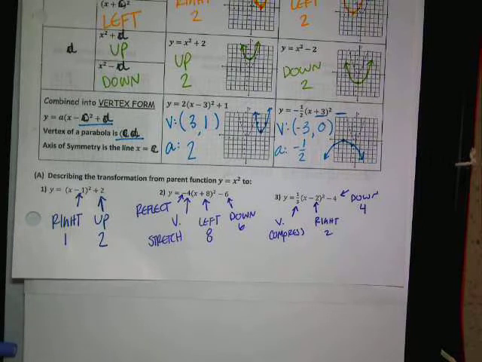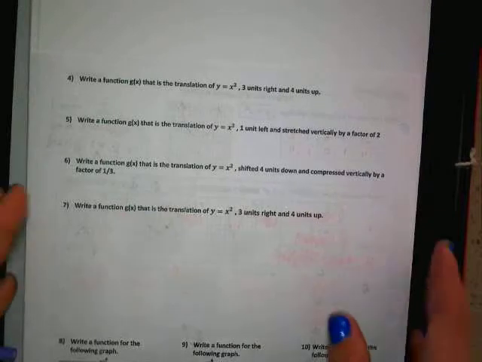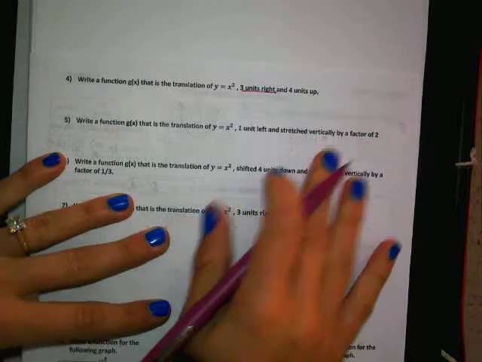All right, so we good with the front page? All right, flip it over on the back. We're finished. No, we have the back. Almost done, though. All right, 4 through 7, we have the same thing, but I give you the words, and I want you to write the function. So, for number 4, 3 units right.